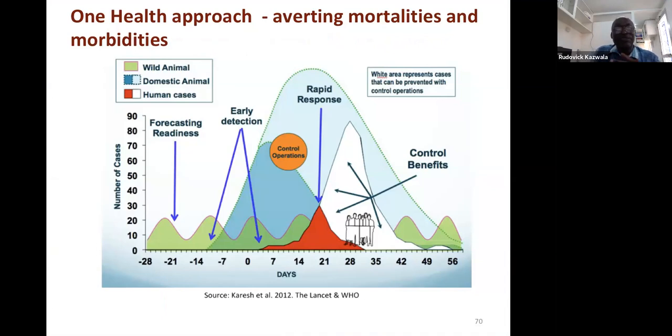where we could deal with the problems at an early stage: early warning systems, early detection, and forecasting. If we forecast and do detection early in the wild population, then we won't have any spread or amplification in the domestic animal population. And you can see the deep blue colored area is the reduction because of the intervention. And if we do intervention in the livestock population, even in humans, it will be decreasing. So in the end, we'll benefit from a One Health approach.